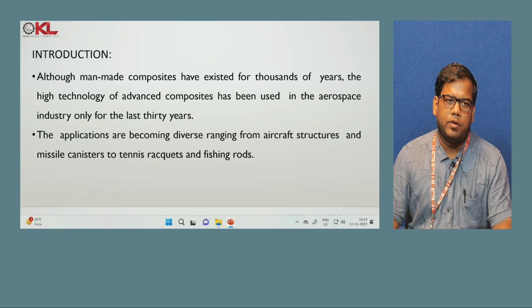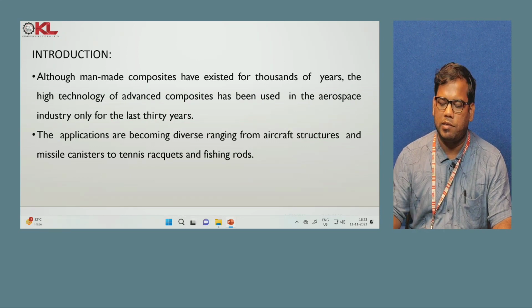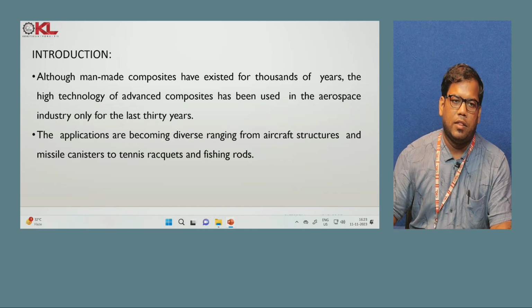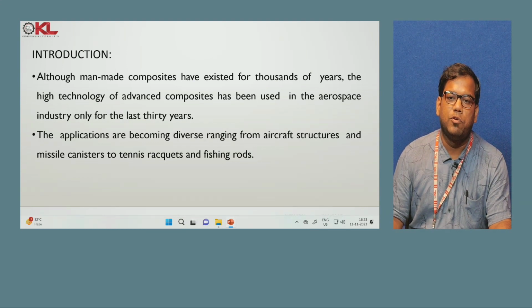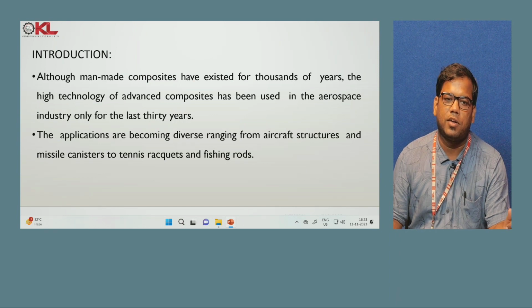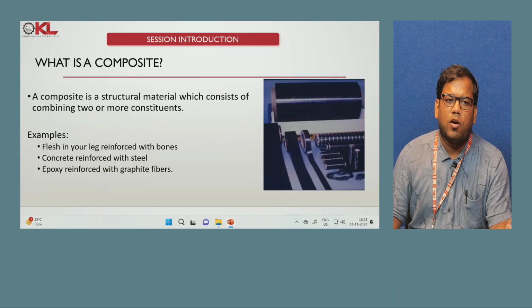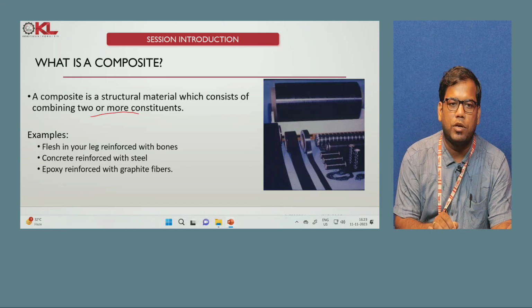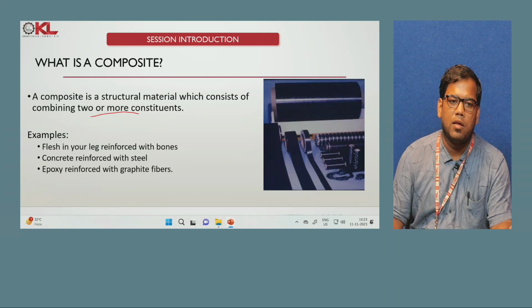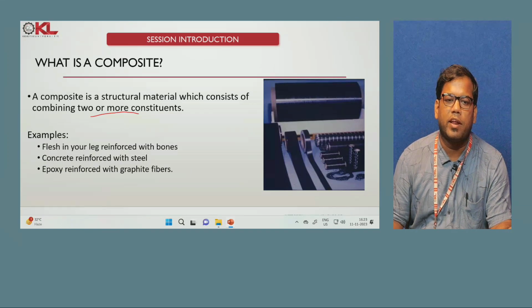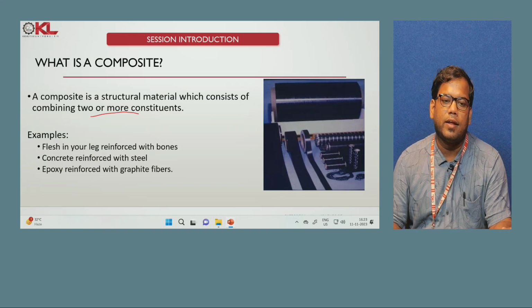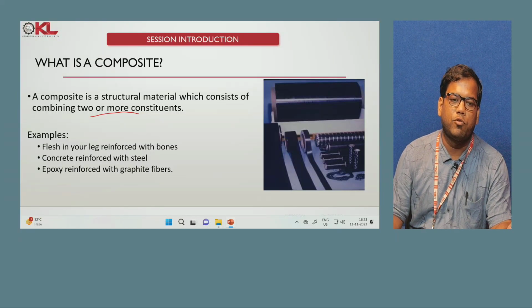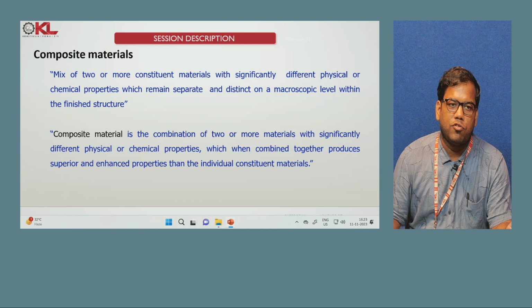Now what is a composite? Although man-made composites have existed for thousands of years, the high technology of advanced composite has been used in the aerospace industry only for the last 30 years. What is a composite? A composite is a structural material which consists of combining two or more constituents. For example, in your human body, flesh in your leg reinforced with bones, concrete reinforced with steel, epoxy reinforced with graphite fiber.